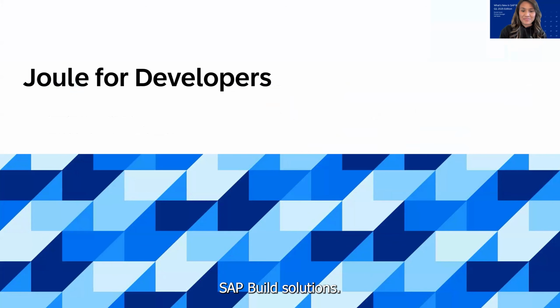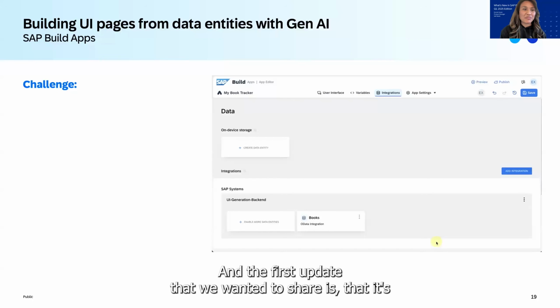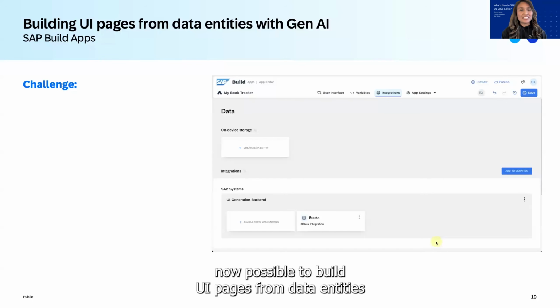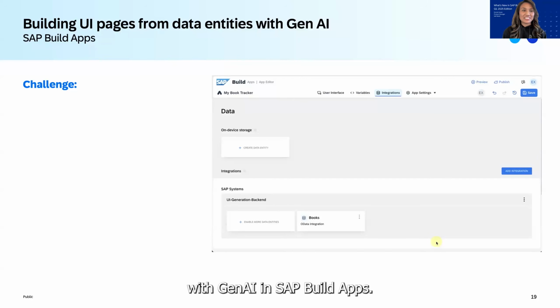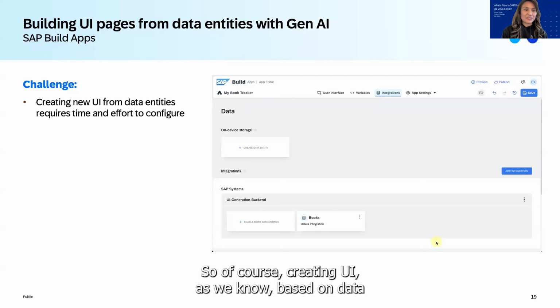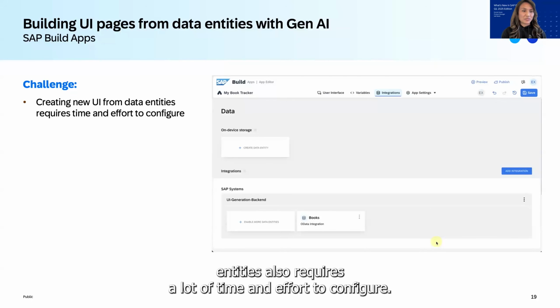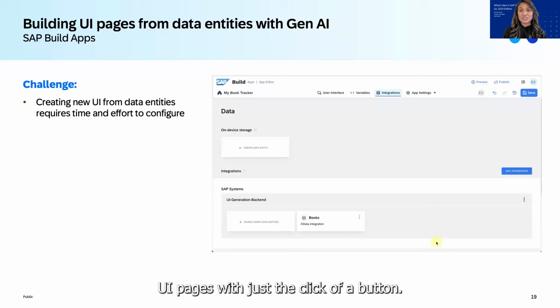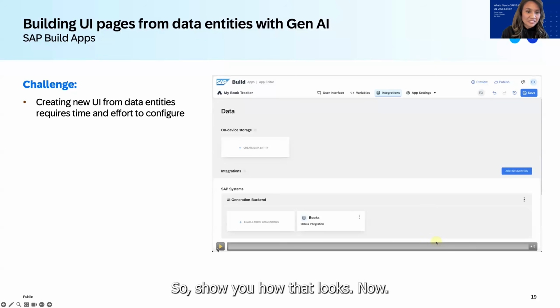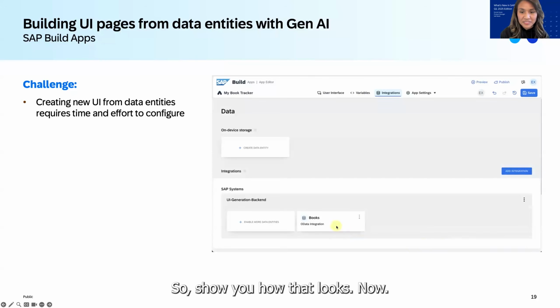solutions. And the first update that we wanted to share is that it's now possible to build UI pages from data entities with Gen AI in SAP Build Apps. So, of course, creating new UI, as we know, based on data entities also requires a lot of time and effort to configure. So now it's possible to automatically generate UI pages with just the click of a button. So I'll show you how that looks now.